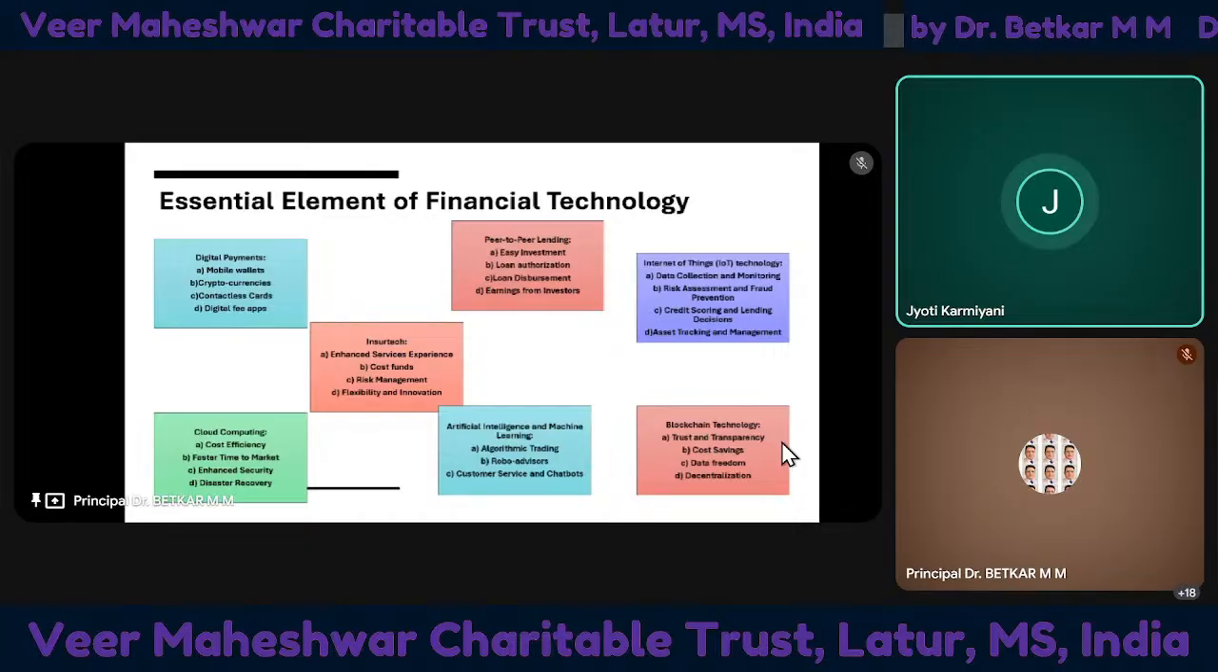Next is InsurTech. InsurTech is mostly used by insurance companies. It is related to the insurance company. There are a few examples of InsurTech companies, such as Policybazaar, and many more examples are there.